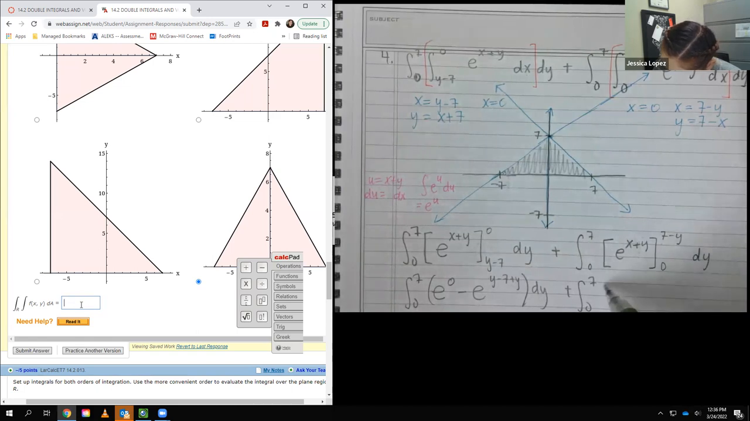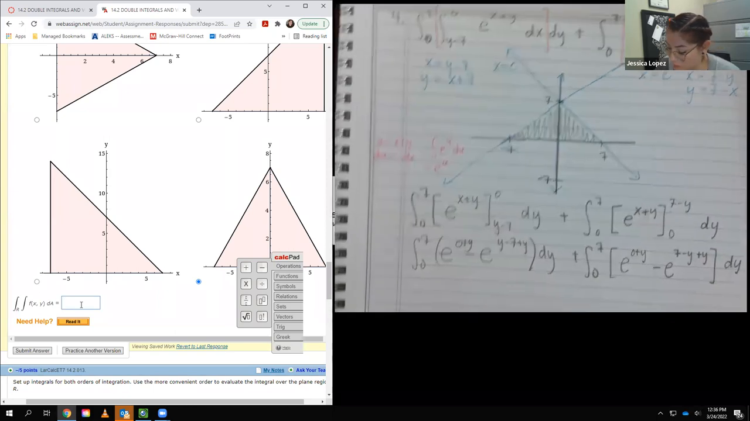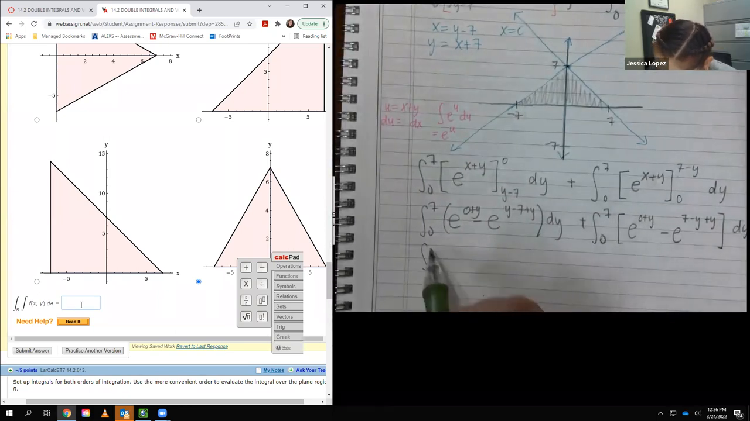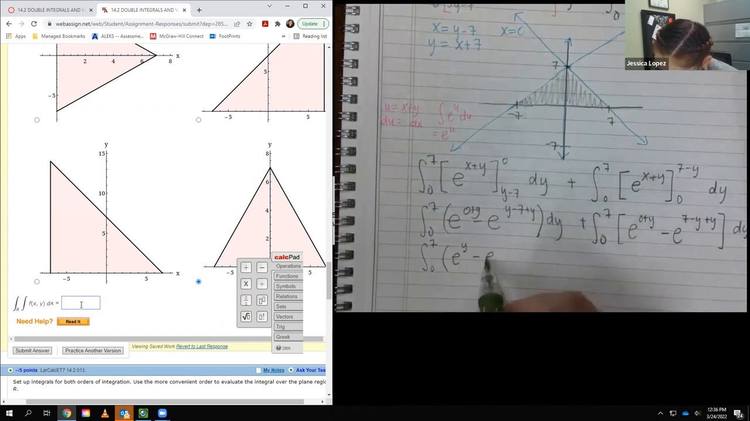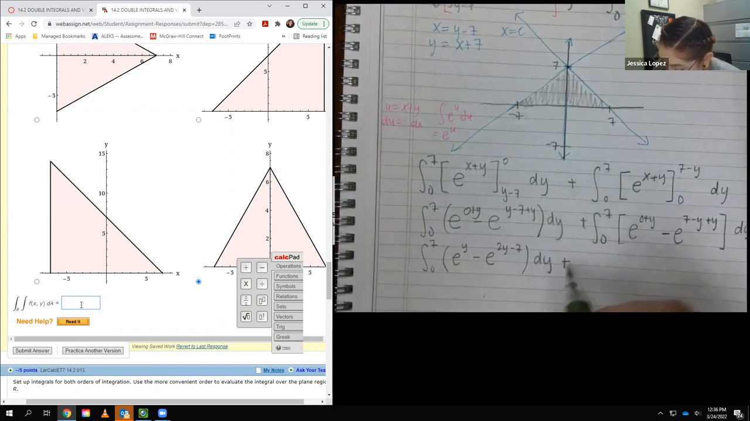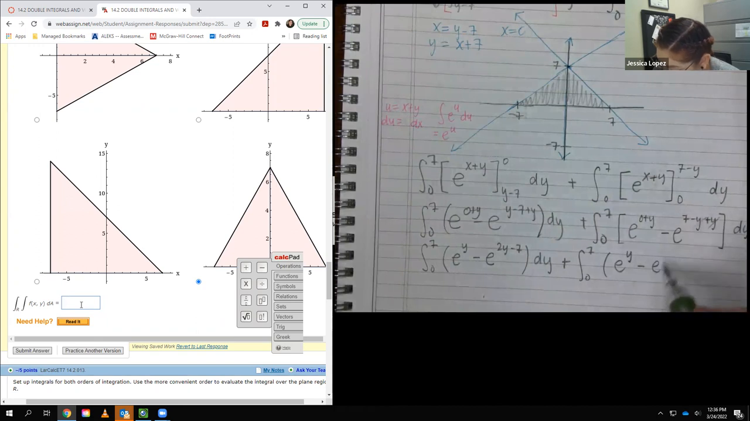Remember, x is becoming these bounds, right? So we have e to the 0 plus y minus e to the 7 minus y plus y dy. So here I get e to the y minus e to the 2y minus 7, plus e to the y minus, those are going to cancel, e to the 7.